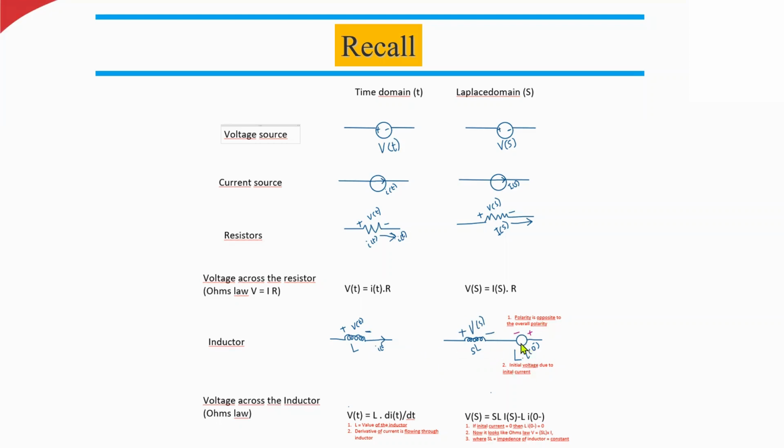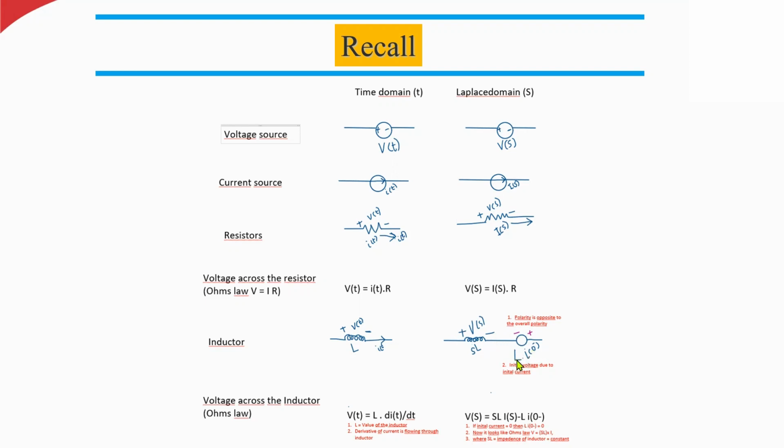And another point you should note down: the initial voltage due to the initial current. Yes, this is the initial voltage. We know inductors and capacitors always store energy. Whenever current is flowing through the inductor, the inductor stores energy in terms of electromagnetic field. The capacitor does the same: whenever current is flowing through the capacitor, it stores energy in terms of electrical charges. So here for the inductor, this is the pre-stored energy, or the initial energy due to the current.